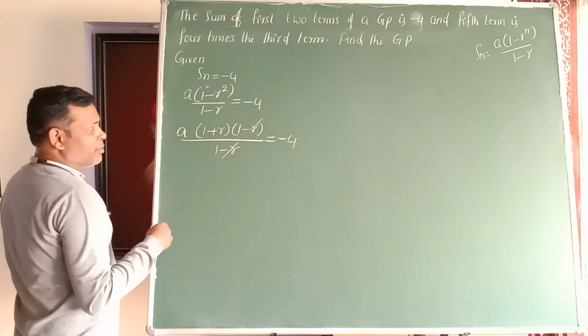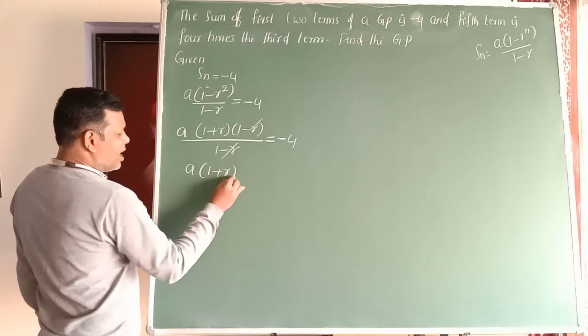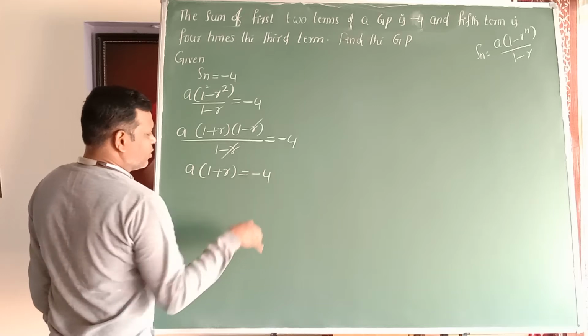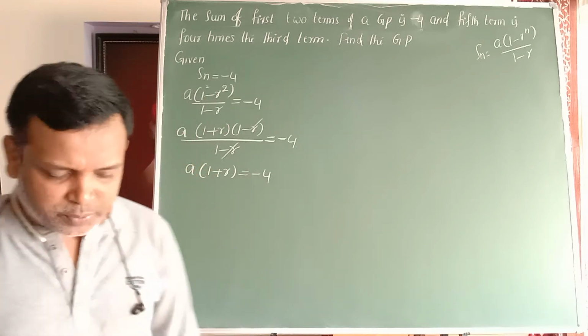These two get cancelled. What's the remaining thing here? a into 1 plus r is equal to -4. This is the equation: a into 1 plus r is equal to -4.